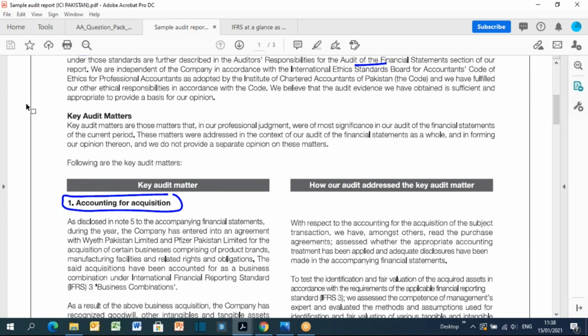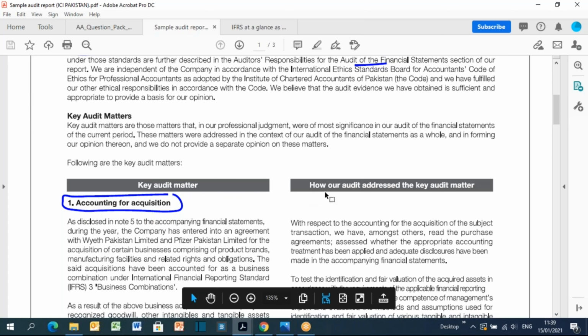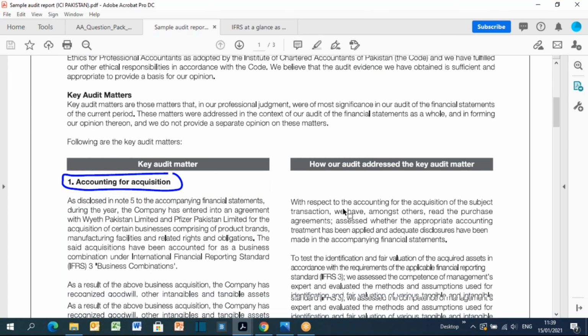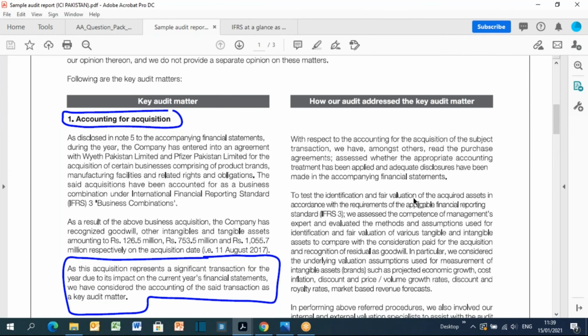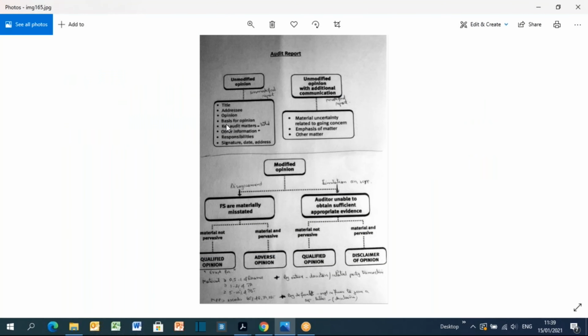So this is a real audit report. Key audit matters are those matters that, in our professional judgment, were of most significance in our audit of the financial statements of the current period. These matters were addressed in the context of our audit, and so on. Always, when you include a key audit matter, you have to explain how the auditor addressed that matter, because otherwise, that's useless. You put the key audit matter in here, you explain what the auditor did, and if not, you drop the mark. If you put the key audit matters, which is for a listed company, the report will not be modified.